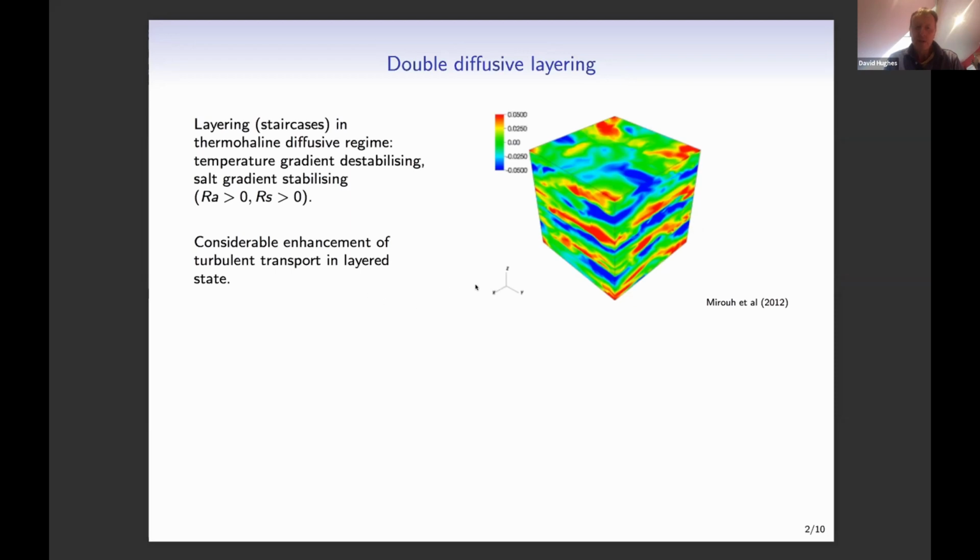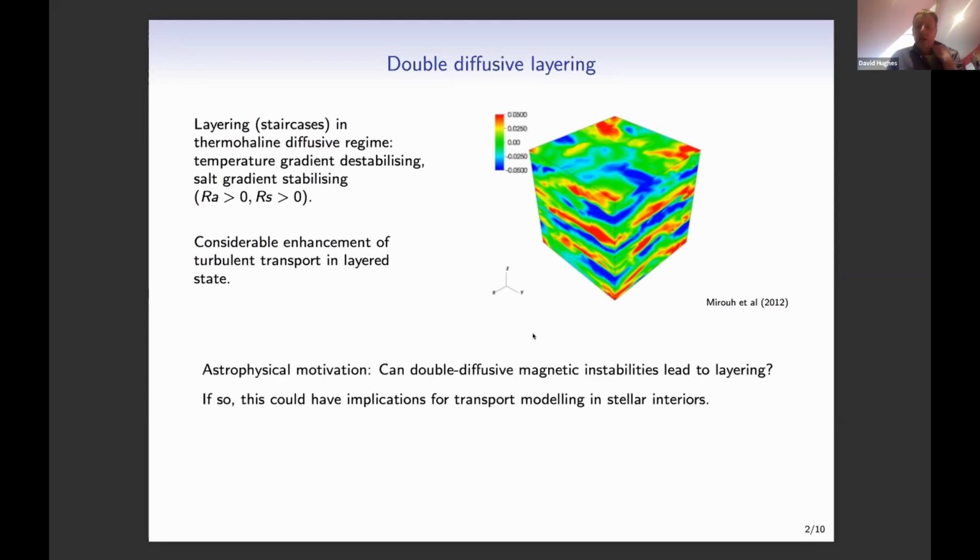But it's also of interest because the turbulent transport in a layered system, once it comes into a layered state like this, is much greater than in the non-layered state. So if you're building a model of stellar interiors, say, where you have to parameterize the turbulent transport, then it really matters whether it's layered or not. So you need to know this. The question we asked a long time ago was, could you get something similar in a magnetic system? Can you get double diffusive magnetic instabilities that lead to layering? Because if you can, then that could be important in modeling transport in stellar interiors.